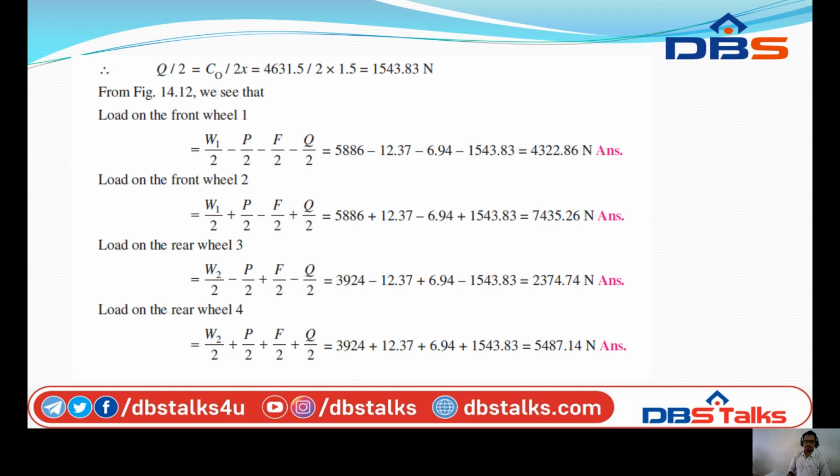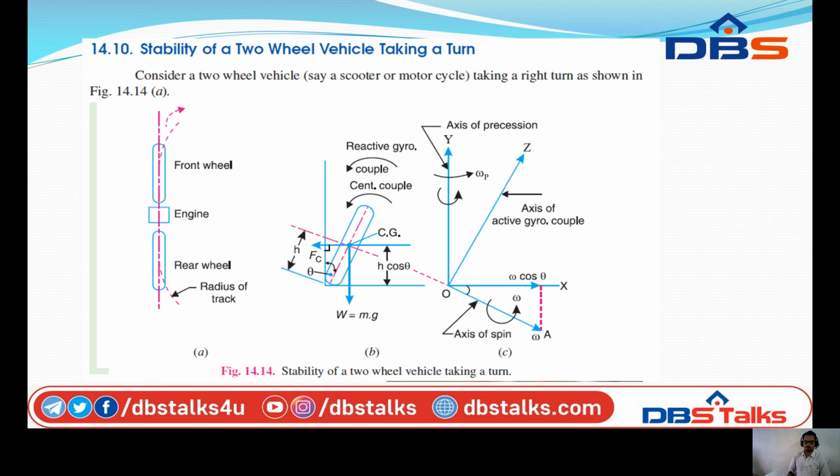Next the rear wheel, all the values, that is W by 2 minus P by 2 minus Q by 2 plus F by 2. The value is 2374.74, and the load on the rear wheel 4, that is W by 2 plus P by 2 plus F by 2 plus Q by 2, is 5087.14. With that, this is the method of solving the four-wheel vehicle with the centrifugal force or centrifugal couple acting on the four wheels.